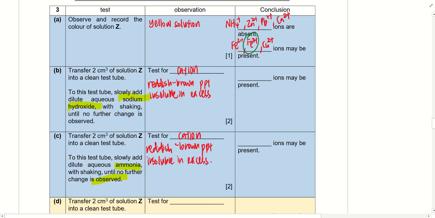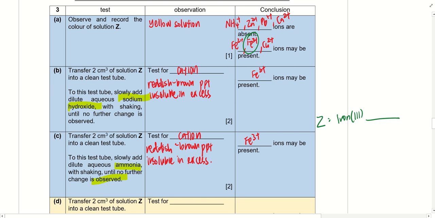Because of that, you can confirm that this is actually Fe3+. So what we know now is that for this particular Z, Z is actually iron 3 something.